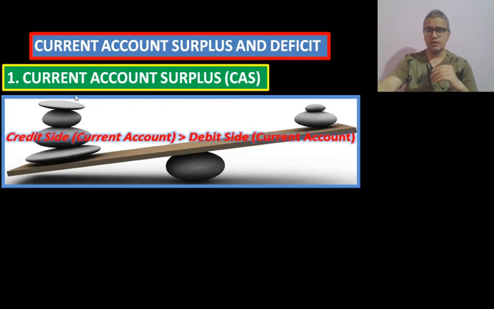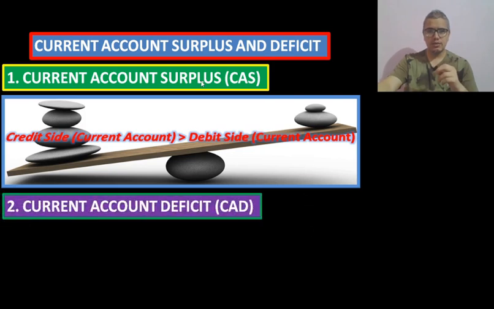Okay, so current account surplus simply means whenever the credit side of current account is greater than the debit side of current account, then we will be getting current account surplus, and in short form it is also known as CAS. Okay, so in case of current account surplus, what will happen? The credit side of current account will be greater than the debit side of current account.